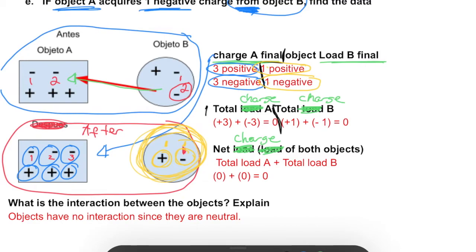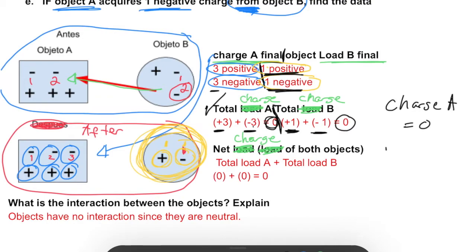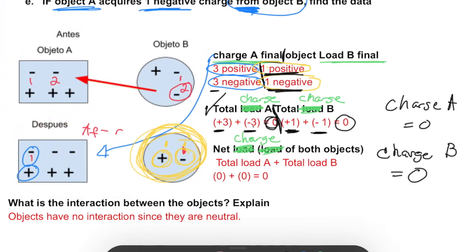This right here. Now, for object A, we have 3 positive and 3 what? Negative. And when we add them, positive 3 and negative 3 is going to give me what? 0. That means that the charge for object A is going to be equal to 0. Now, let's go for object B. In object B, we have 1 positive and 1 negative, and when we add them, it's equal to what? 0 too. That means that the charge also for object B is also what? 0.